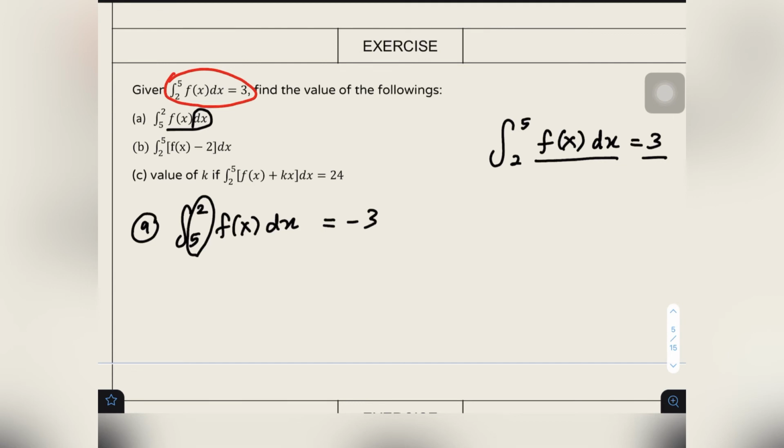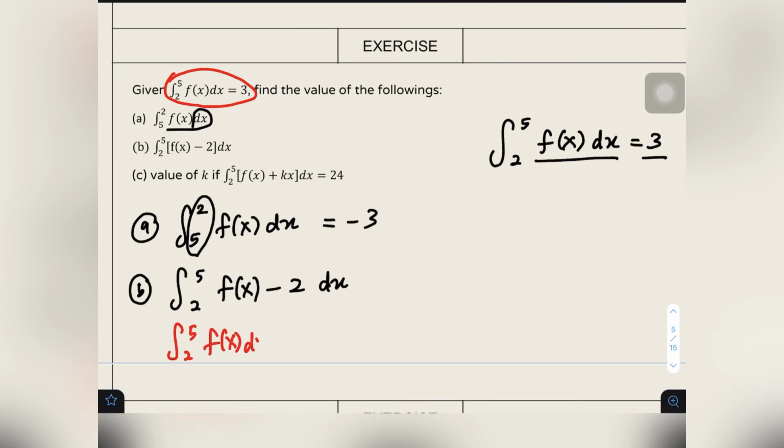Now the question asks you to find B: the integral from 2 to 5 of f(x) minus 2 dx. When you have two different functions separated by plus or minus, you can separate them and give each its own integral. So you have the integral from 2 to 5 of f(x) dx, minus the integral from 2 to 5 of 2 dx.